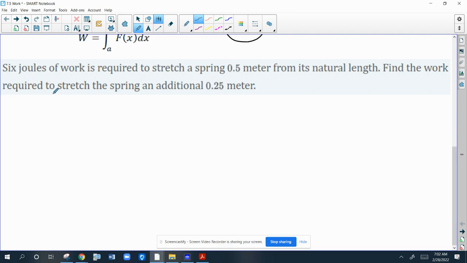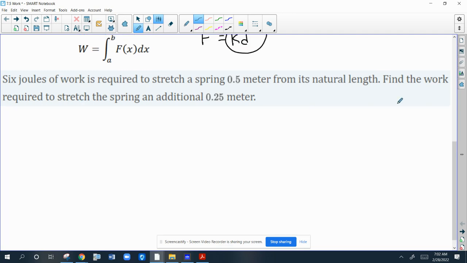So 6 joules is work. So we're going to go 6 equals the integral of f of x dx. So that would be Hooke's law, k times x. We'll use x for distance. And it says 0.5 meters from its natural length. So we start at its natural length, which would be 0. It's not compressed or stretched at all, and we're going to 0.5. So we can use this equation to solve for k.